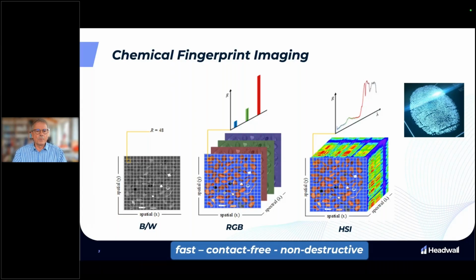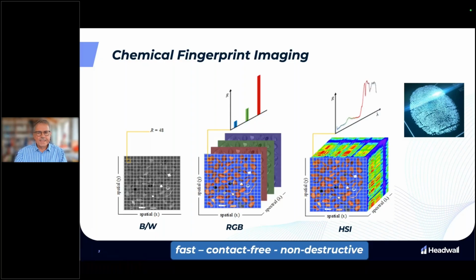Now imagine you are going from 3 to hundreds of planes of information. So you would have not only the information of 3 distinct bandwidths in a single pixel, but the complete spectral signature of your substrate in every single pixel. And this signature is specific for the substance you are looking at. That's why it's also called the chemical fingerprint of your substance.